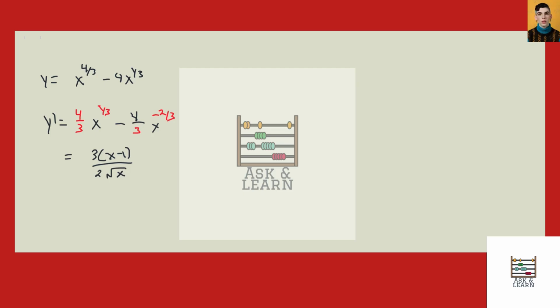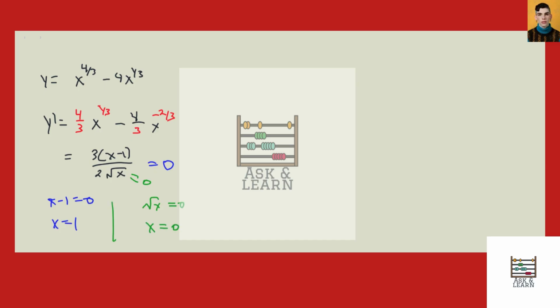All right, now we can go ahead and set this function equal to 0, so we can find our possible maxes and mins. The only thing that's going to make this equal to 0 is where the numerator is equal to 0. So x minus 1 is equal to 0, or x is equal to 1. Something else we also need to check is where our derivative is undefined, and that's going to be where our denominator is equal to 0. So the square root of x is equal to 0, or x is equal to 0.